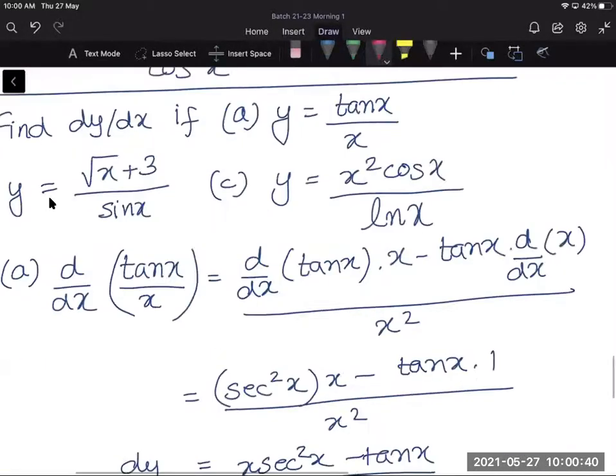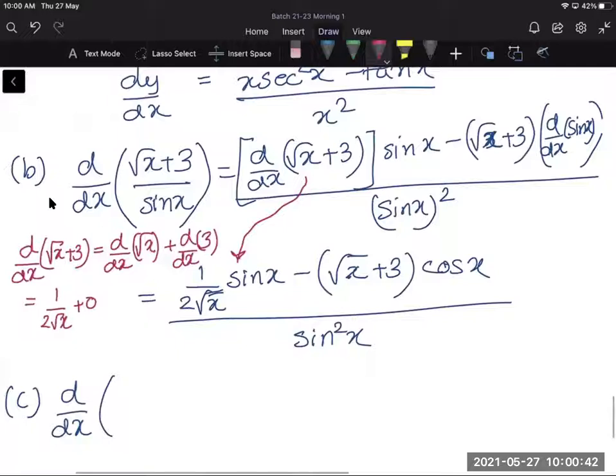तो यहाँ पे मैंने क्या किया? d by dx of root x plus 3 is equal to d by dx of root x plus d by dx of 3. This becomes 0. This becomes 1 by 2 root x. ये आया समझ में अक्षर? हाँ sir.